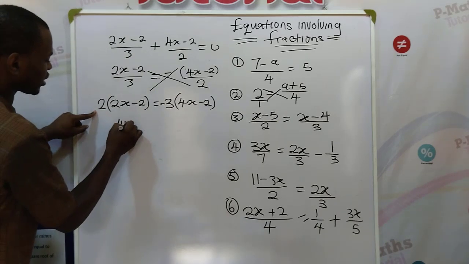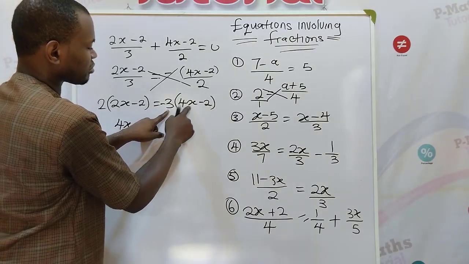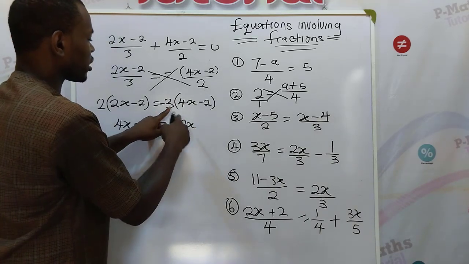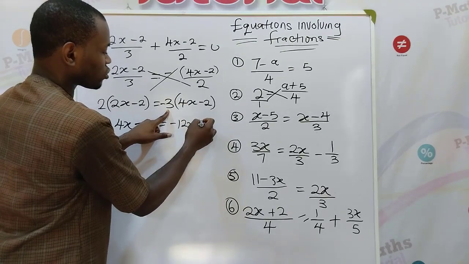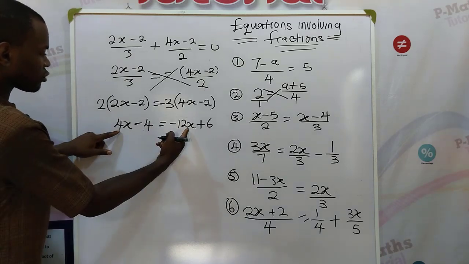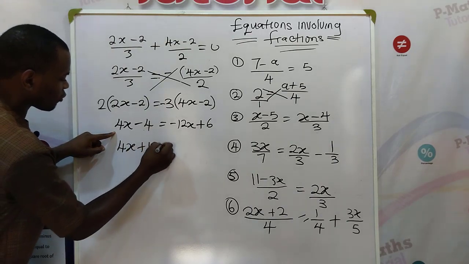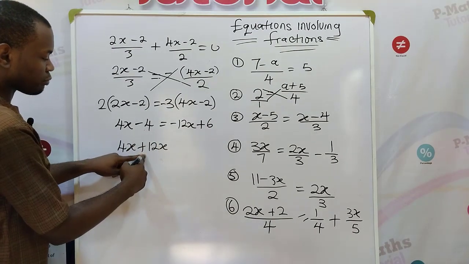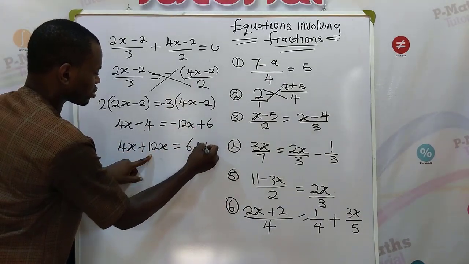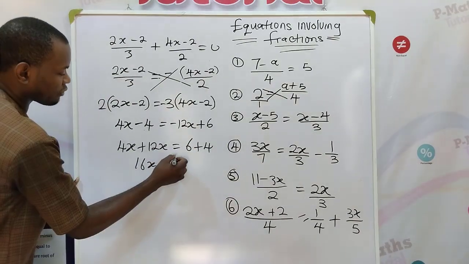2 times 2x is 4x. 2 times negative 2 is negative 4. The negative 3 times positive 4x will give us negative 12x. Then negative 3 times negative 2 is positive 6. All right? Then we collect like terms. 12x will have to come over to meet 4x, so that we have 4x plus 12x. 12x is negative, it has to be positive this side. Then 4 goes over, so we have 6 plus 4. Here gives us 16x. And here you have 10.